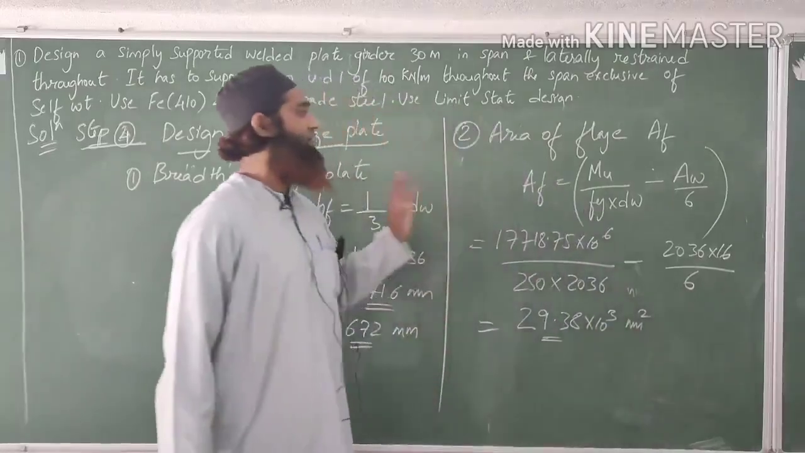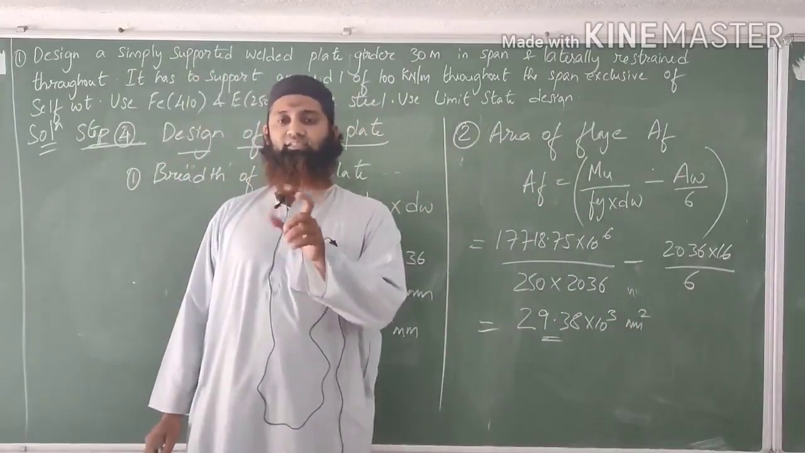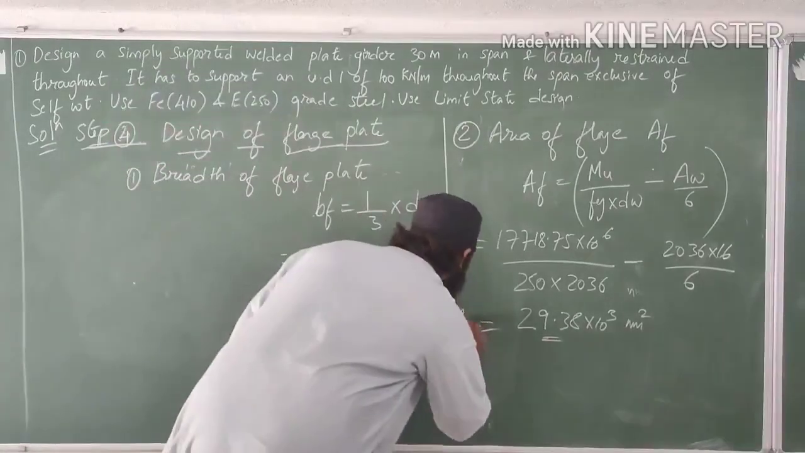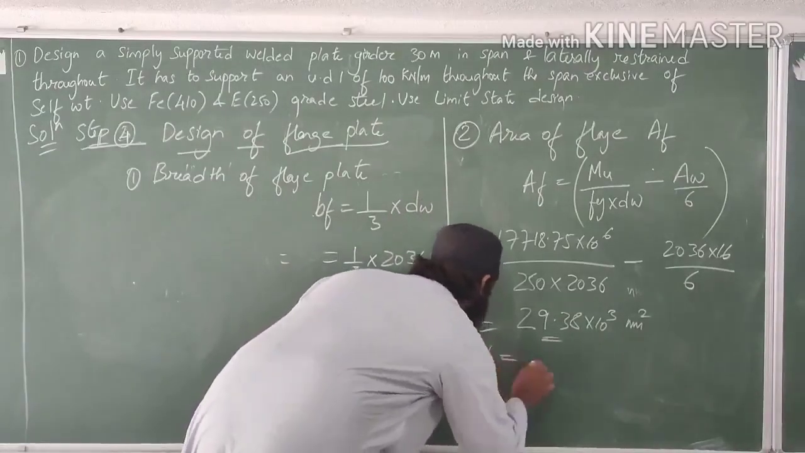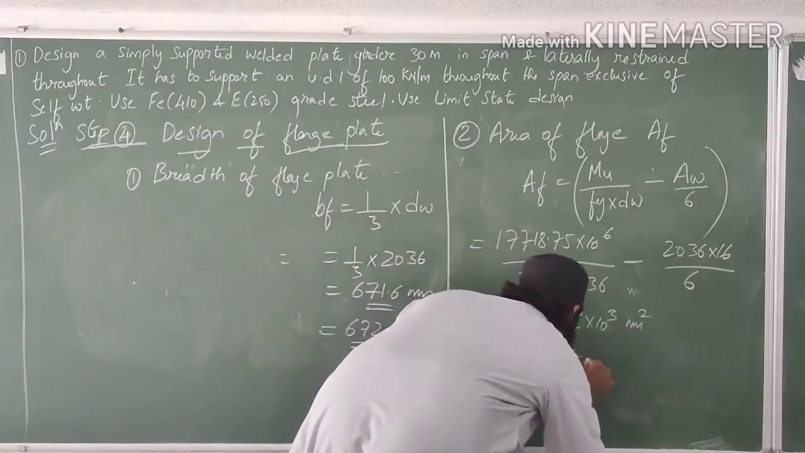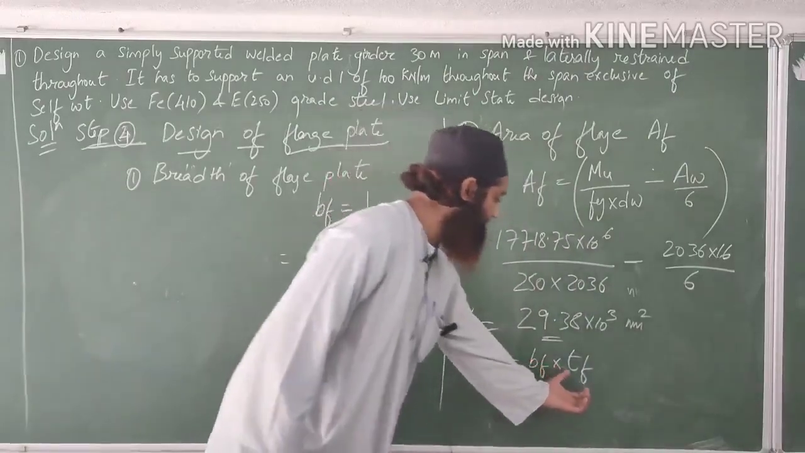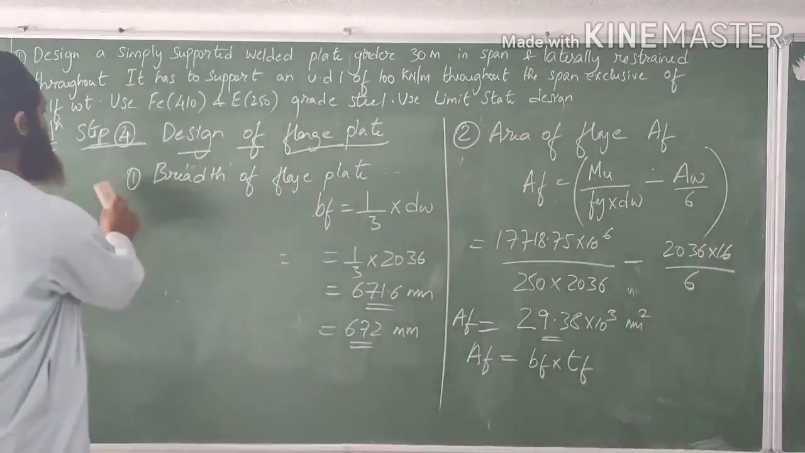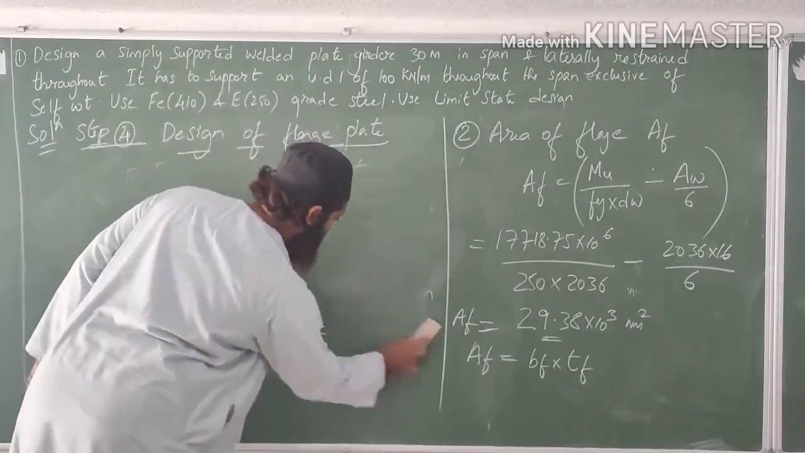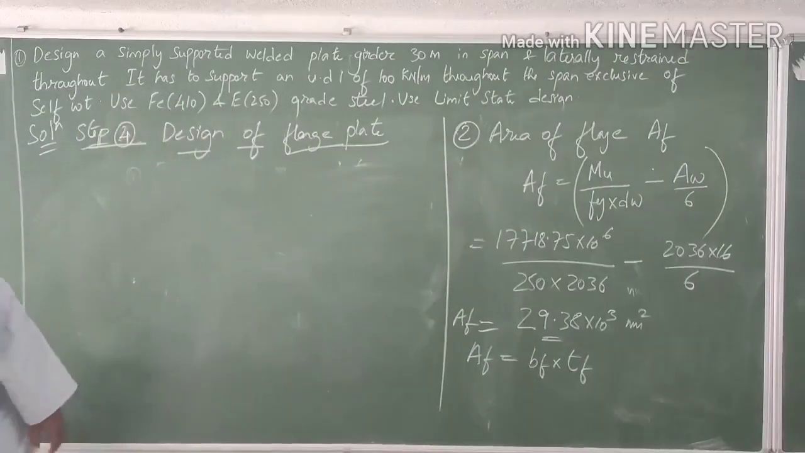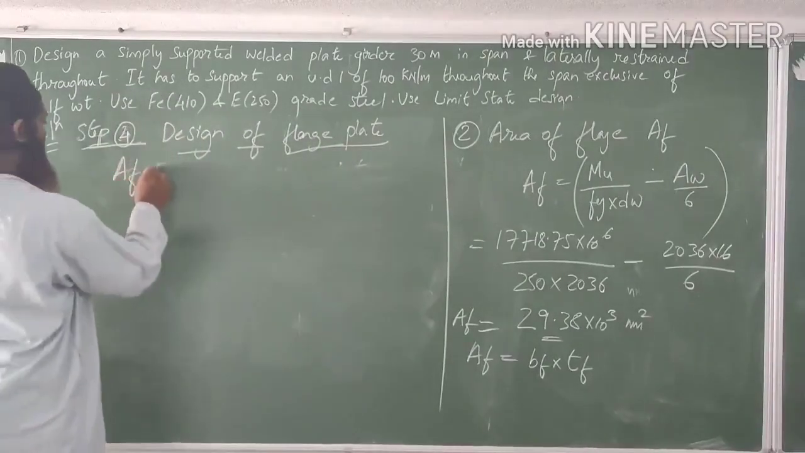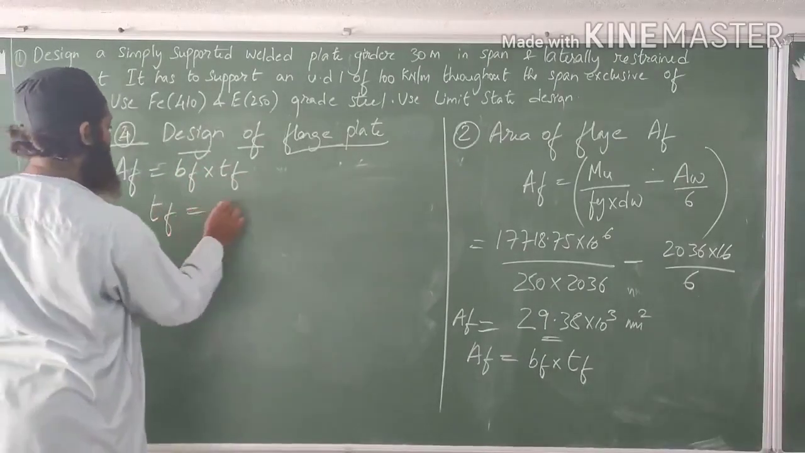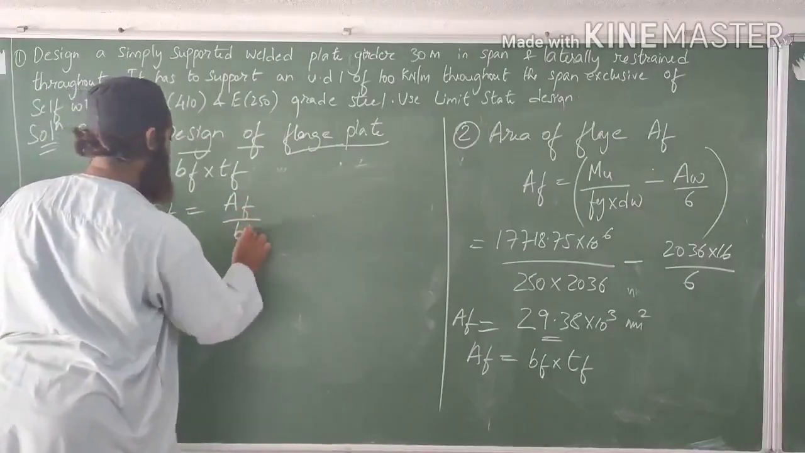So this is the area of the flange. Area is thickness of the flange into breadth of the flange. We have the breadth of the flange and we want to know the thickness of the flange. So AF is equal to BF into TF, where BF is the breadth of the flange and TF is the thickness of the flange. Therefore TF, thickness of the flange, is equal to AF by breadth of the flange.